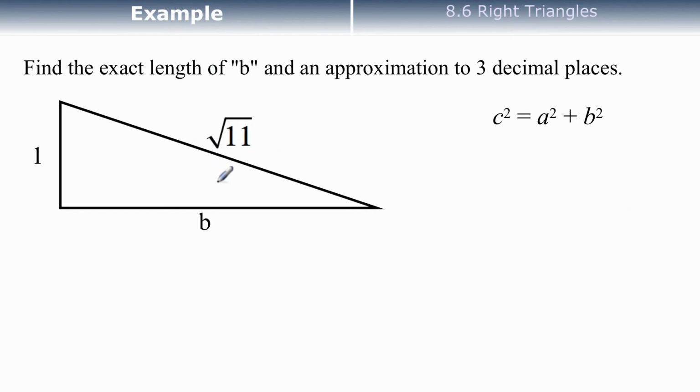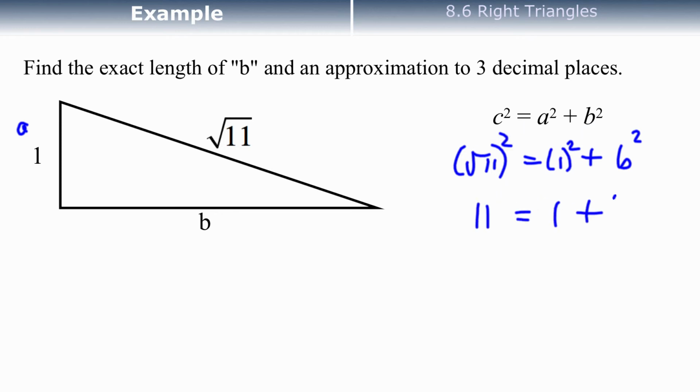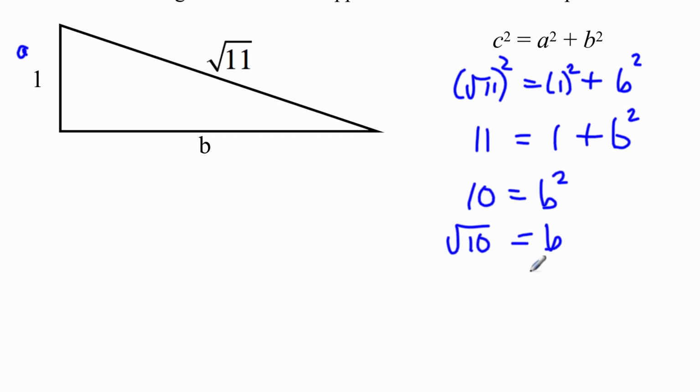Oh, this is an interesting one. Solve the length of B. Okay, that's my hypotenuse, and let's call this one A. So C squared, so root 11 squared is equal to A squared, that's 1, plus B squared, that's what I'm looking for. The square root and the square cancel, so this would just be 11 equals 1 squared, which is 1, plus B squared. Subtract 1 from both sides, so I get B squared equals 10. Square root both sides. I get B is equal to root 10. That would be my exact answer.